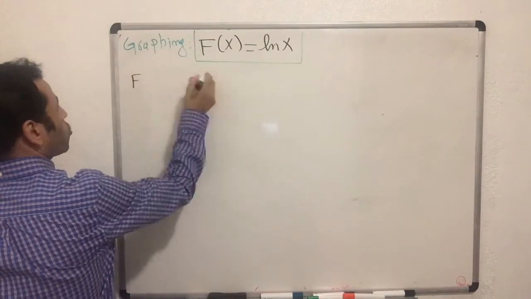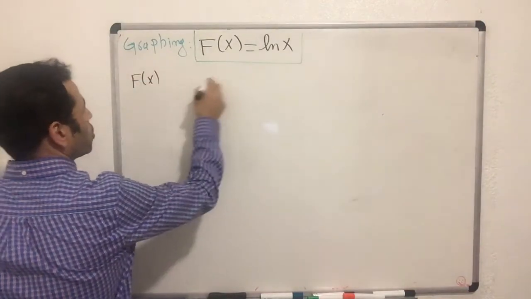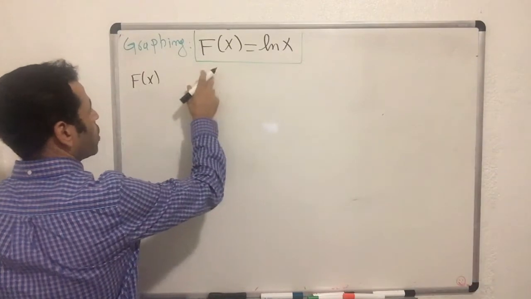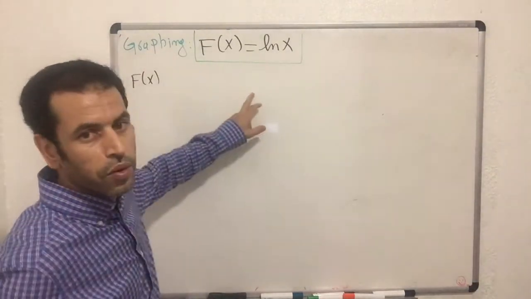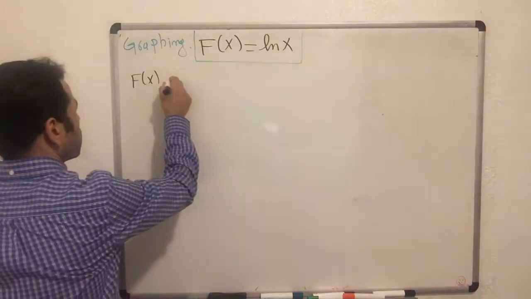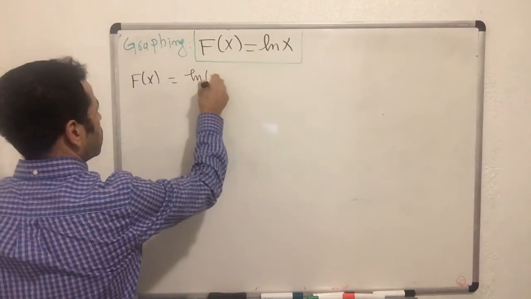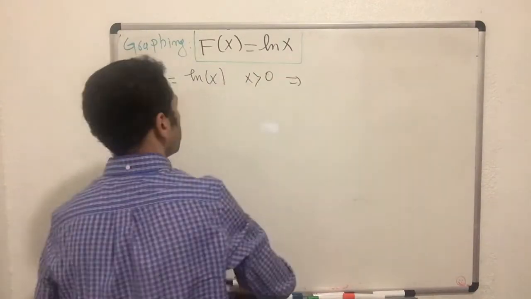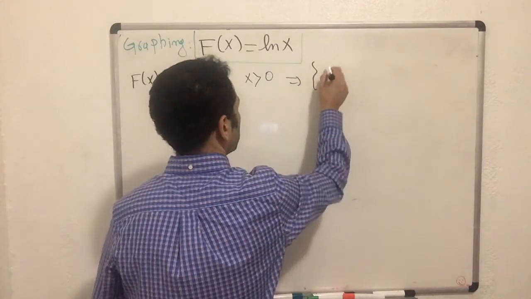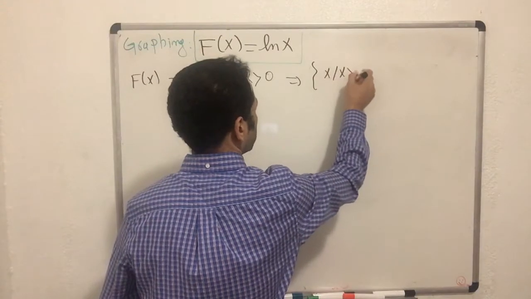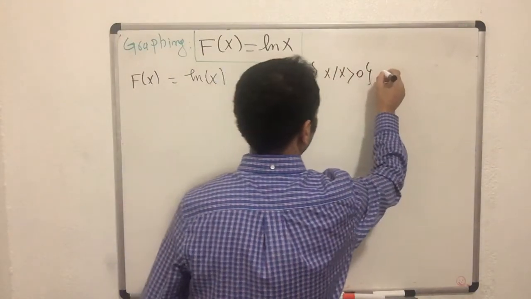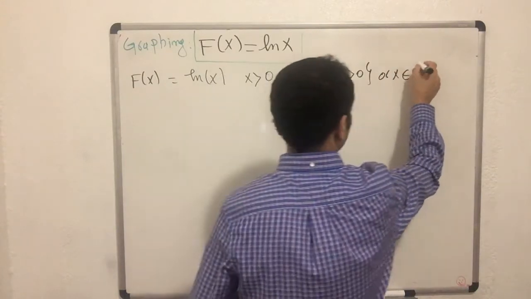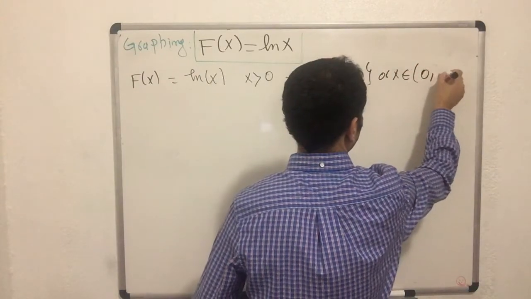This natural log function is always defined on positive real numbers. Okay, so x is strictly superior to 0. The domain range of this function is x strictly superior to 0, or x belongs to this interval 0 to plus infinity.